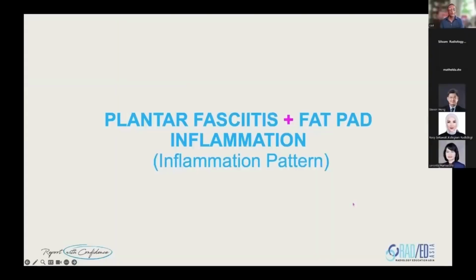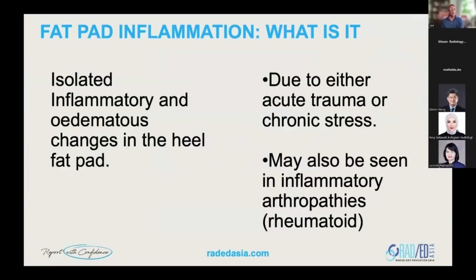This is another diagnosis that people come in with plantar fasciitis, and almost always it's plantar fasciitis, but occasionally you can get isolated inflammation of the fat pad. And this is just this inflammation pattern. You can get this condition where the plantar fascia is normal, but you get inflammatory change in the fat which is plantar to the plantar fascia, so the deeper fat, either from trauma or a chronic stress response. But it can also be seen in inflammatory arthropathies like rheumatoid.